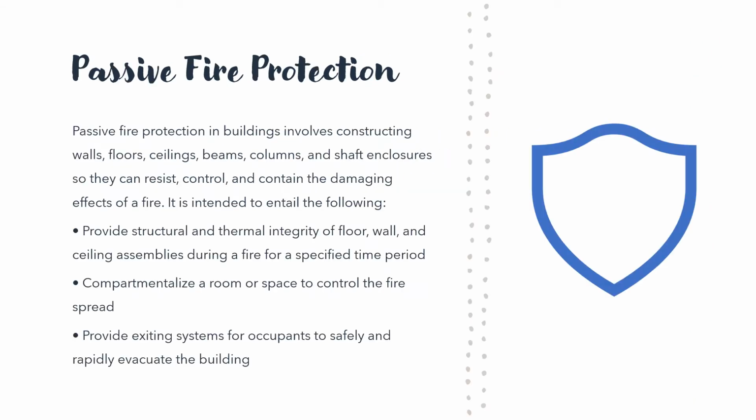So, passive fire protection in buildings involves constructing walls, floors, ceilings, beams, columns, and shaft enclosures so that they can resist, control, and contain the damaging effects of fire. It is intended to entail the following. Number one, provide structural and thermal integrity in the floor, wall, and ceiling assemblies during a fire for a specified time period. Number two, compartmentalize a room or space to control the fire spread. And number three, to provide exiting systems for occupants to safely and rapidly evacuate the building.